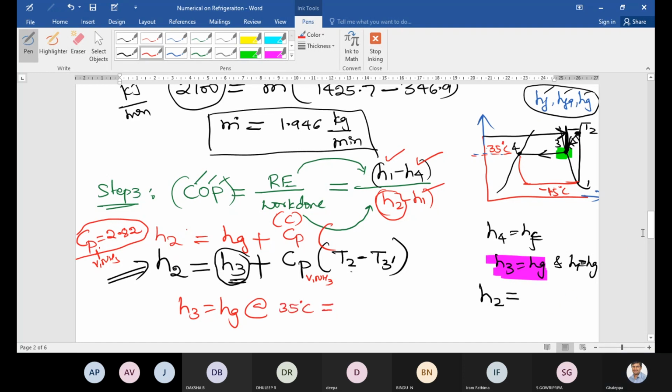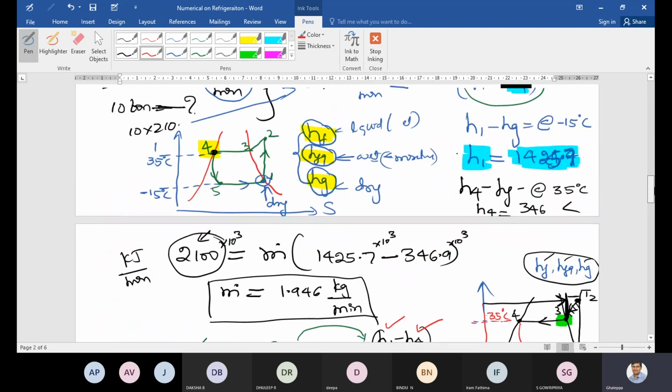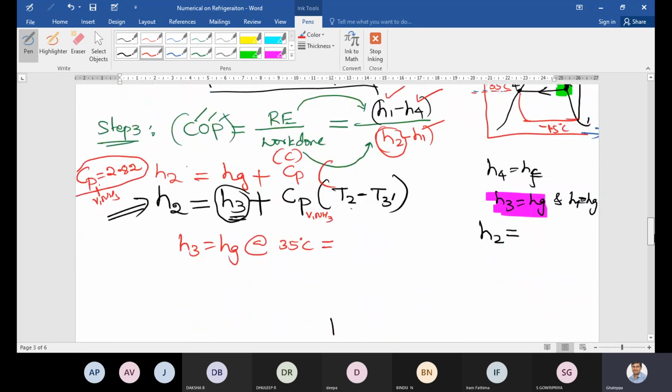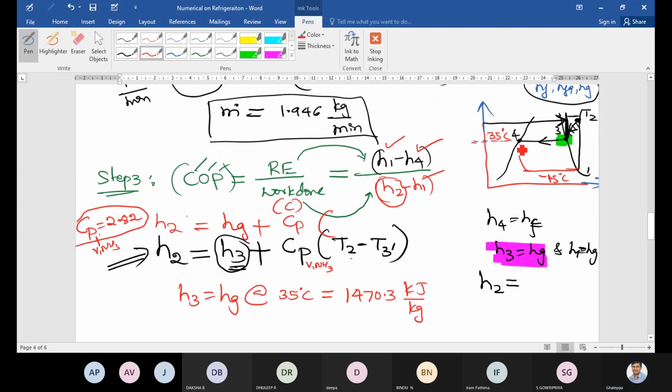Tell me the values. Here is a table. So at 35, the Hg value is 1470.3. That I will write. I will take it as H3: 1470.3 kilojoule per kg. I think you do not have any doubts here. Why am I taking H3 as Hg? Because point number 3 is on the dry line. Any value which lies on the dry line is related to Hg. Any value which lies on the liquid line is related to HF. Any value which lies between the liquid and vapor line is HFG. Any value away from the vapor line, meaning to the right-hand side of the vapor line, uses this formula. Simple. Okay, next.